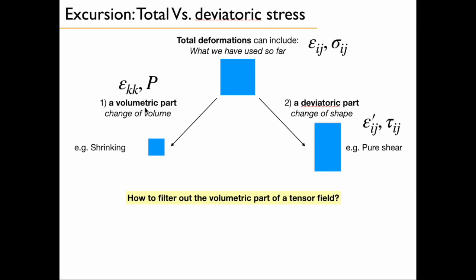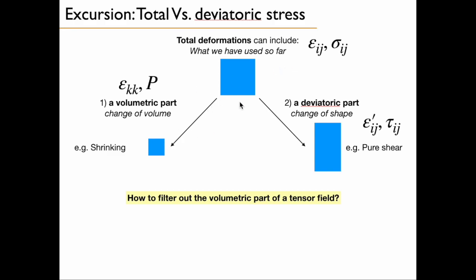One can be the volumetric deformation, which is a change of volume. If you change this big square into a small square, this is shrinking. We have a volumetric deformation. To measure the volumetric deformation, we've computed the divergence of the displacement, for example epsilon kk, and there is a pressure change associated with this deformation.